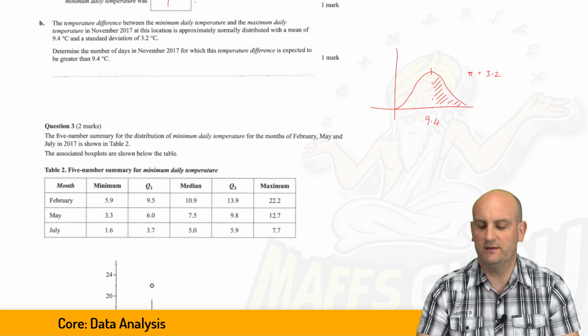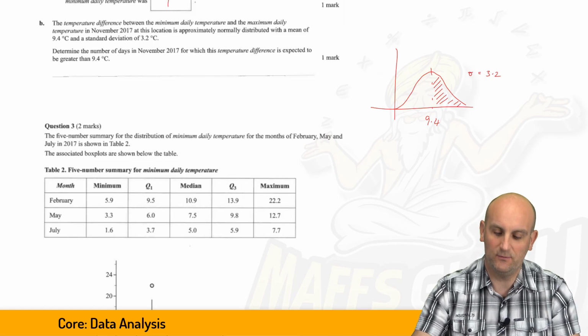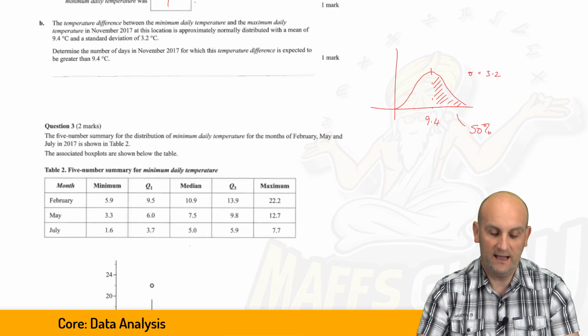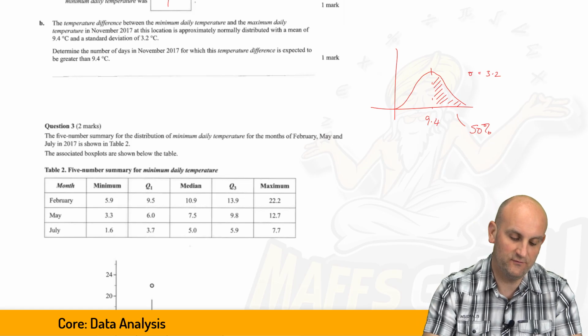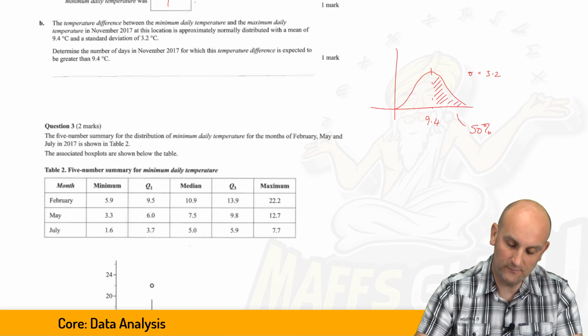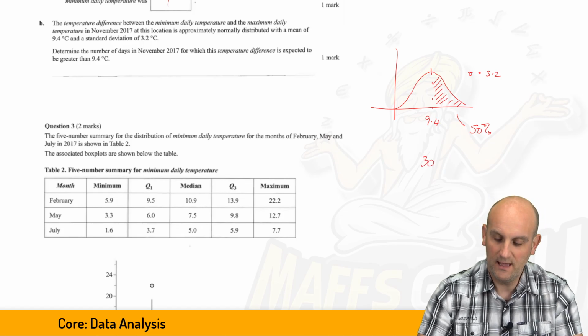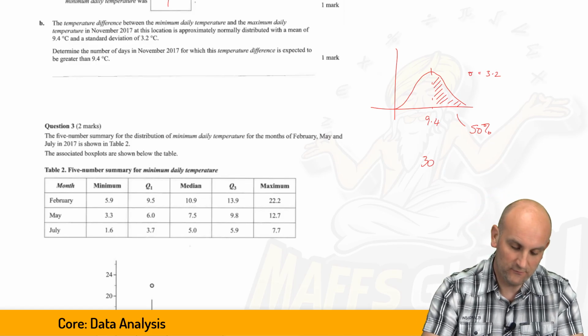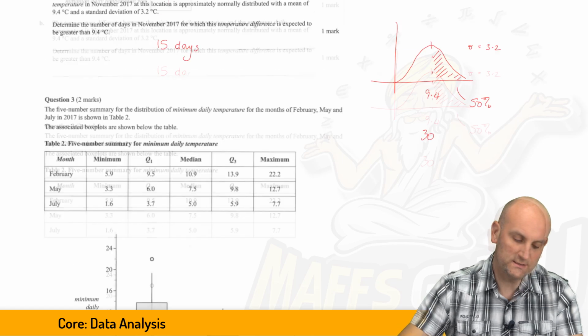Well, how are you going to do this? Well, what do I know about the percentages in this thing? Well, I know that that percentage is 50% of my data. And it says determine the number of days in November. Previously, it told me that there were 30 days in November, and I'm looking for 50% of them, which hopefully gives me 15 days. Question number 3.